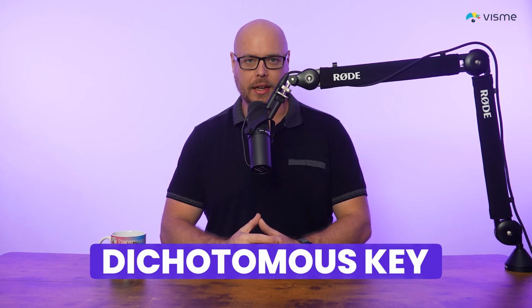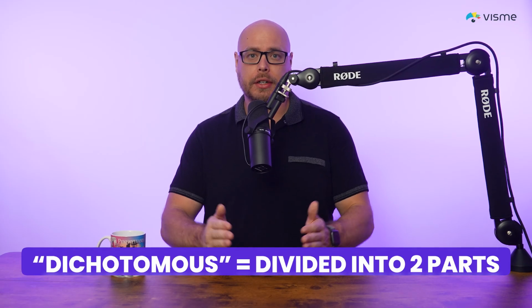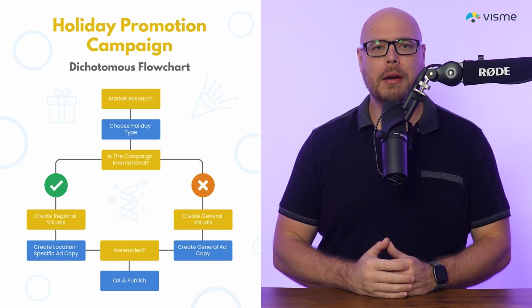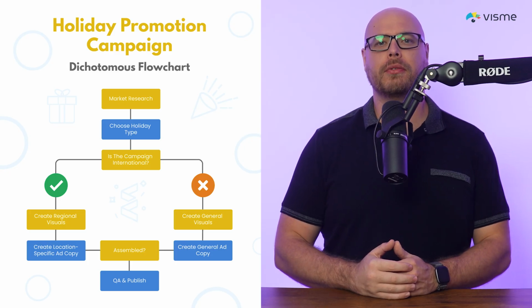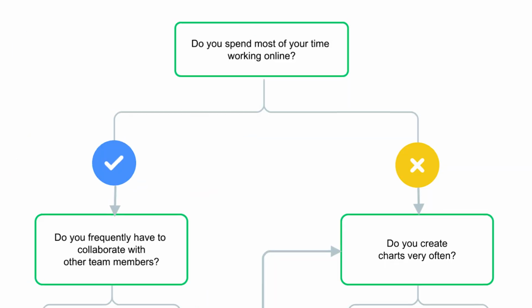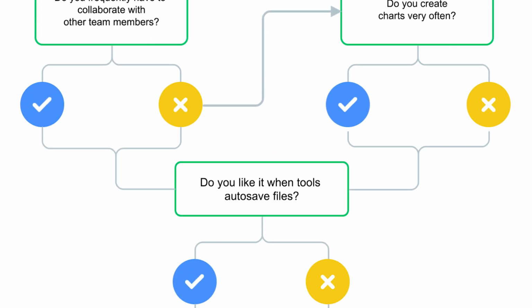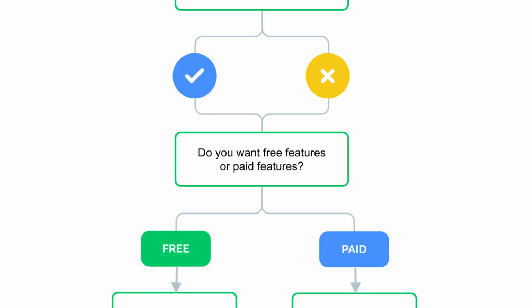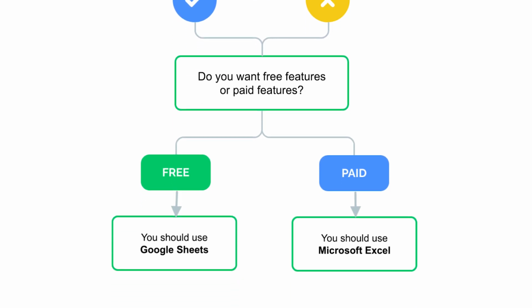Let's kick things off by deciphering the term dichotomous key. It sounds fancy, but it's actually quite simple. Dichotomous means divided into two parts. So a dichotomous key is a tool that helps guide decision making by splitting choices into two distinct options at each step. It's essentially a flowchart that leads you through a series of yes or no questions or this/that choices until you reach that final decision. And don't worry, I'll show you how to create one soon.